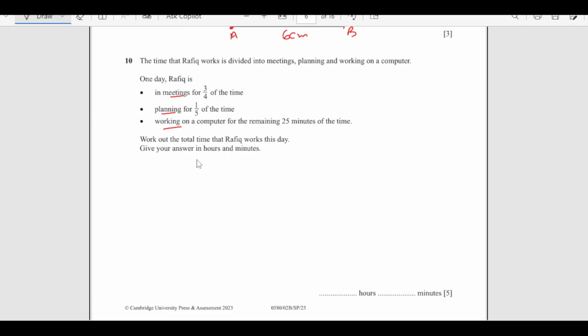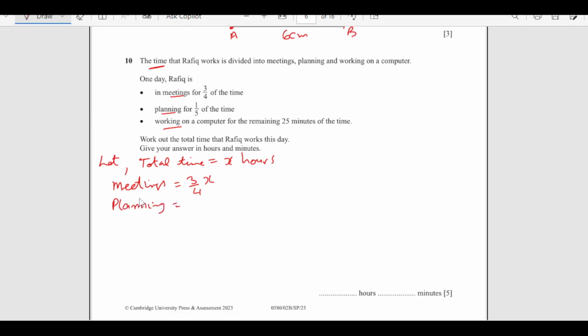So first of all we have to suppose the total time. Because the time is divided, Rafiq's work time is divided into 3 parts. So I'm taking the total as x hours, right? For this, now he spends on meetings 3/4 of x, which is 3/4x. Then he uses his time on planning also.